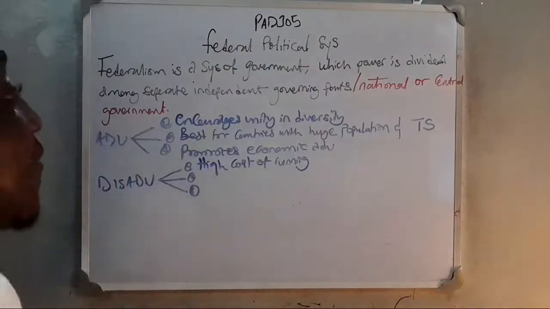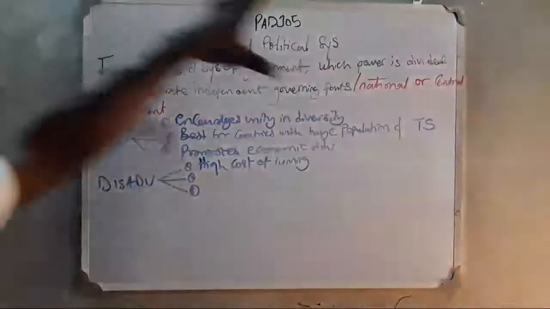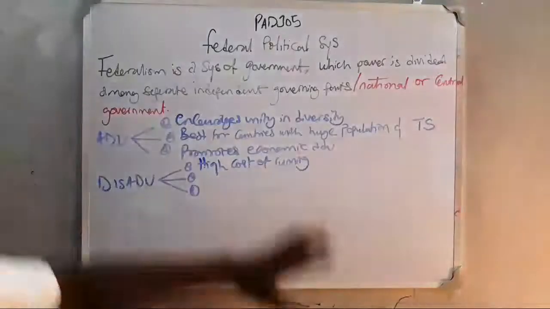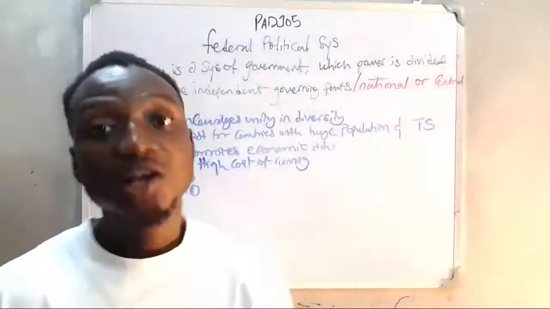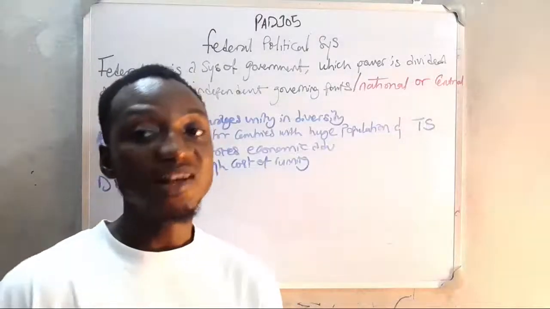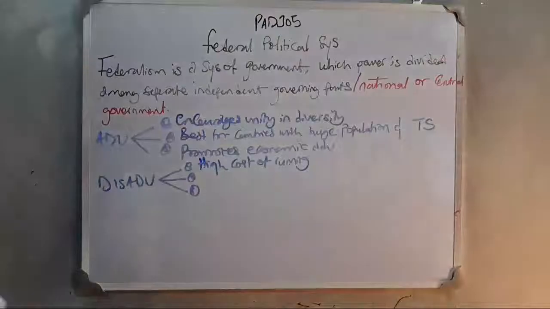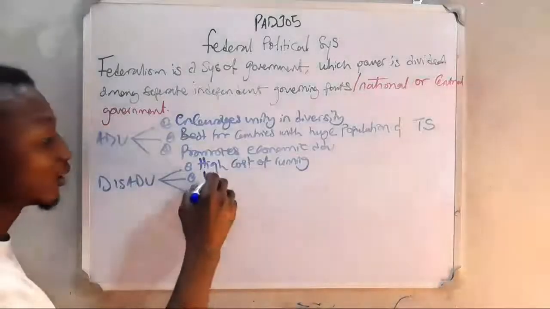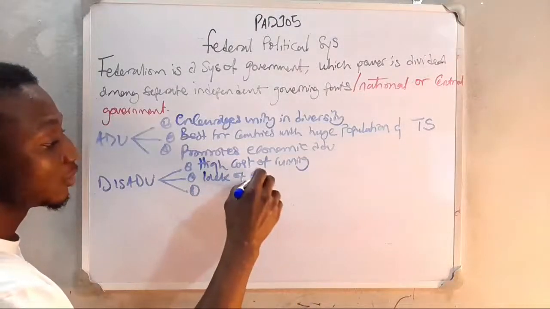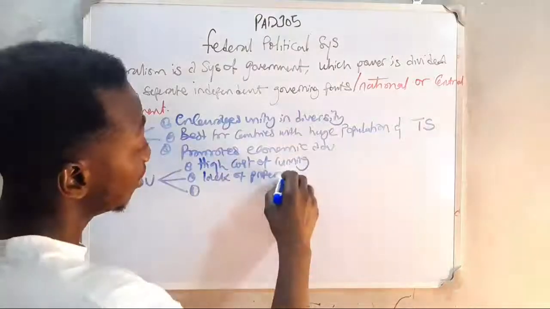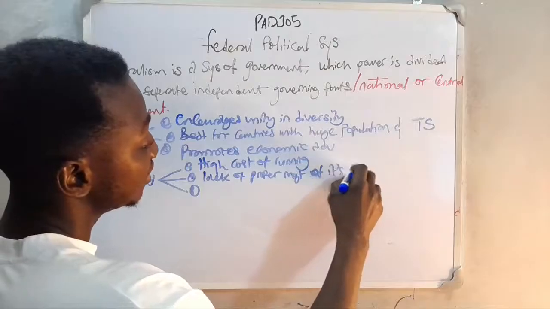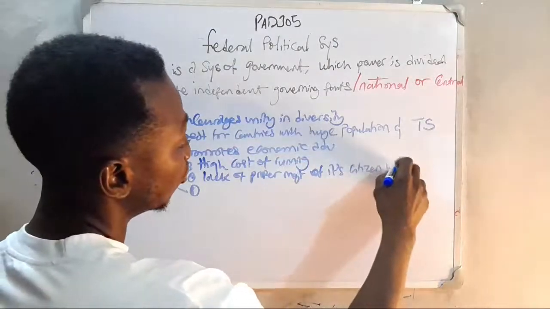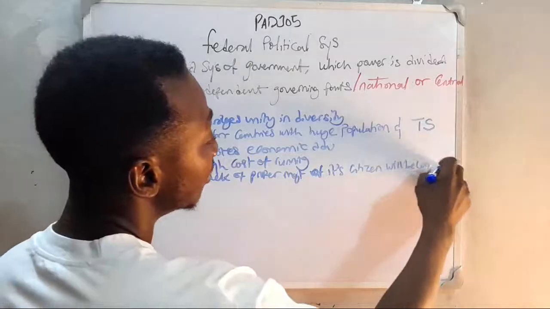Now, as a matter of fact, this type of political system has the feature of bringing together diverse ethnicity, people from different backgrounds and different groups. And if these people are not properly managed, it will become a problem for the federation. Proper management of its citizens will become a problem.